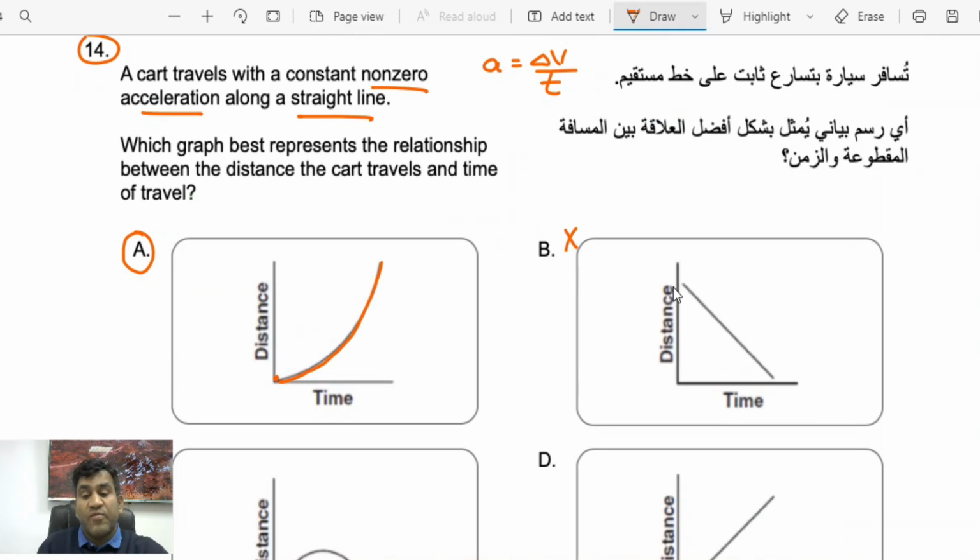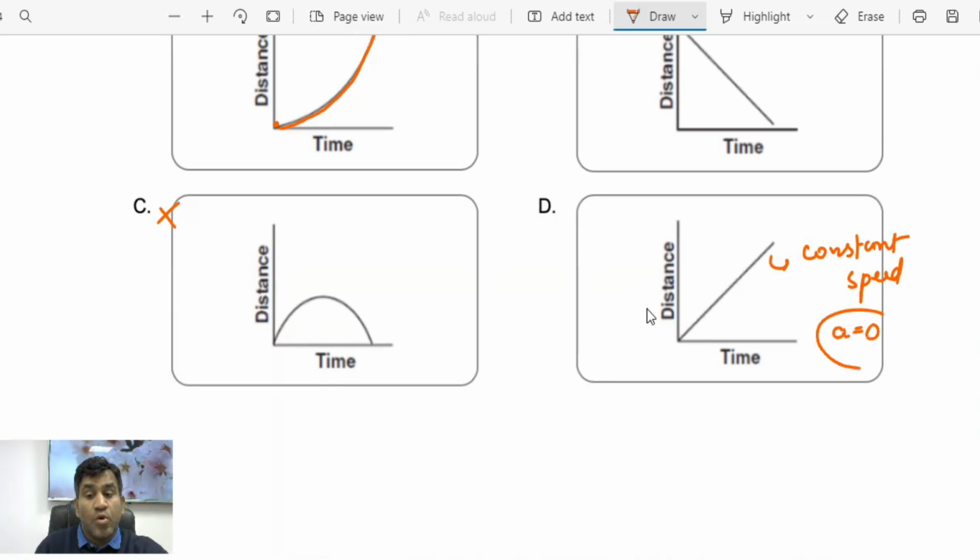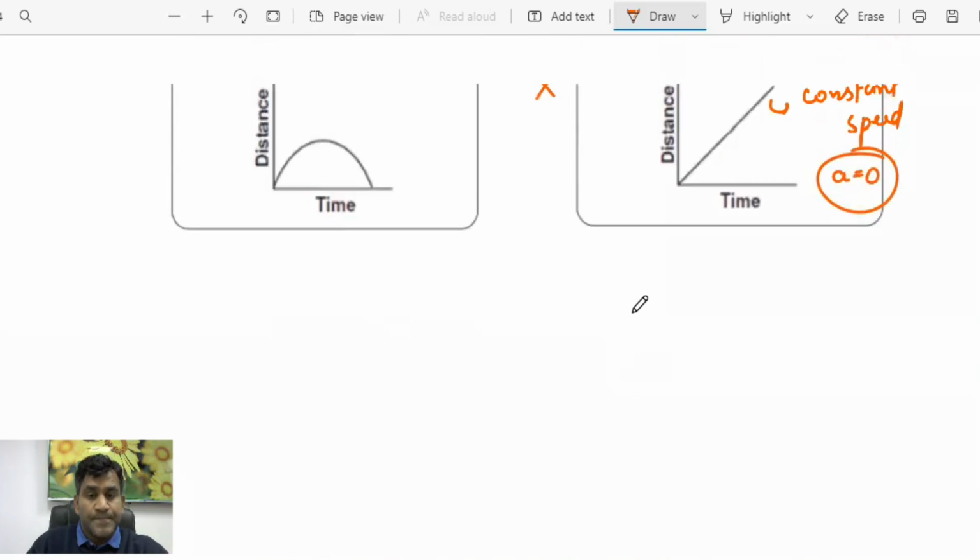B is wrong because it's saying that when the time was zero, we were already at a certain distance. C is also wrong because C is like something thrown up, goes up, and comes down. It's basically the parabola or trajectory motion they are talking about. D is also a speed, distance, time graph, but with constant speed. If the speed or velocity is constant, then acceleration is going to be zero, but the condition says acceleration is non-zero. So that's why we won't go with this option as well. And the one left is option A.